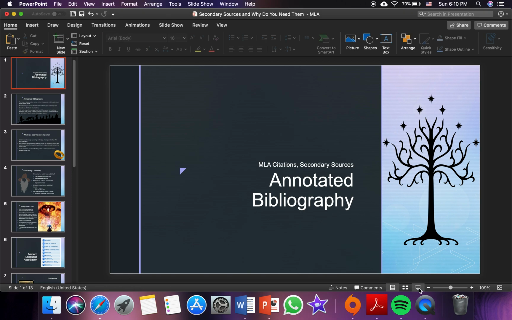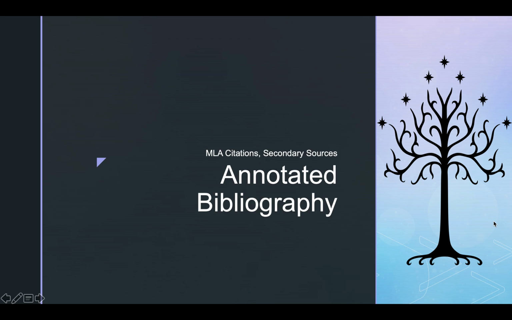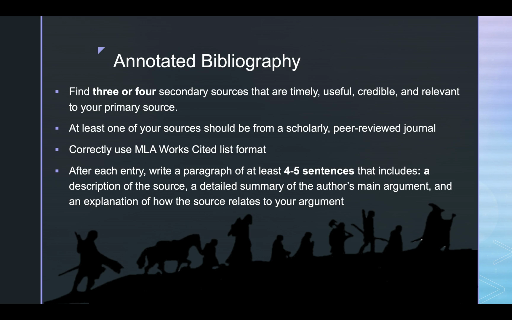Hi guys. I thought we should talk a little bit about the annotated bibliography as well as MLA citations. So, for the annotated bibliography, you are going to be tasked to find three or four secondary sources that are timely, useful, credible, and relevant to your primary source. And they should relate in some way, shape, or form to your research questions.